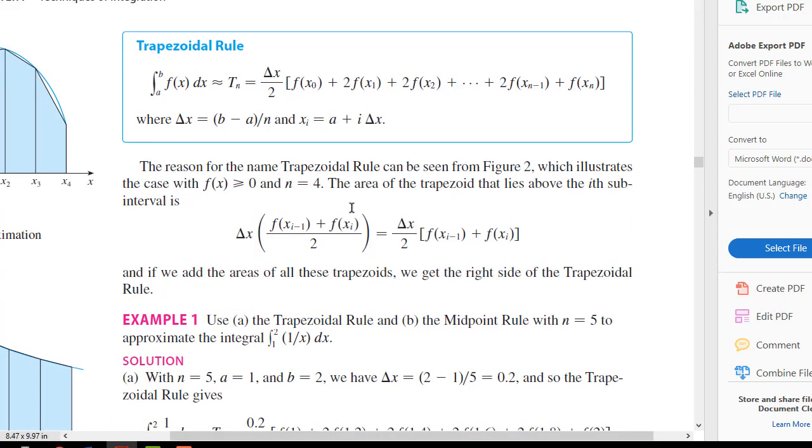So here's the trapezoidal rule formula, if you will. We're going to calculate our delta x just the same way we always did, b minus a over n. And then this would be the formula, quote-unquote formula, we would use to evaluate the integral.